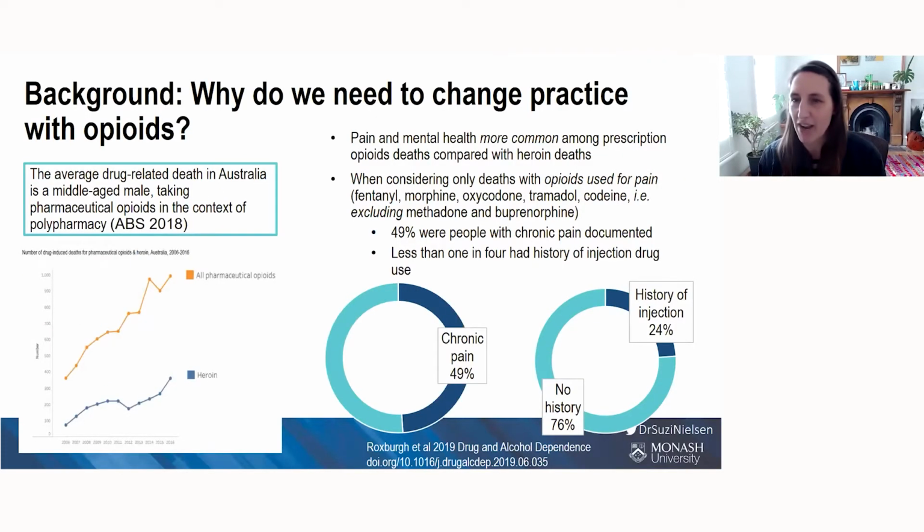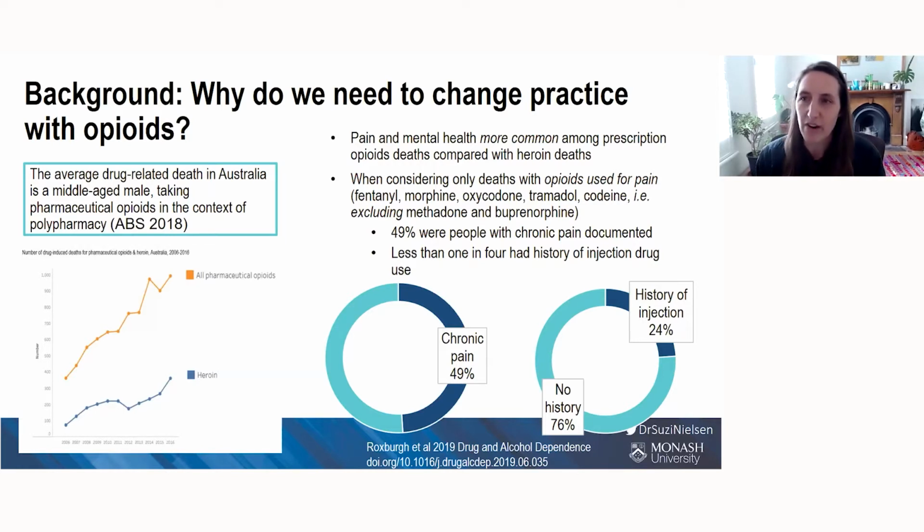So just to give a little bit of background as to why we did this work, I think most people are aware that there have been rising harms with all opioids in Australia, and particularly with pharmaceutical opioids over the past decade or so. And a statistic which I always find good to remind us of how things have changed is that the average drug-related death in Australia today is a middle-aged male taking pharmaceutical opioids, and usually in the context of polypharmacy, and that's very different to the patterns of opioid-related harm we saw in the late 1990s when we had very dramatic increases in heroin-related deaths.